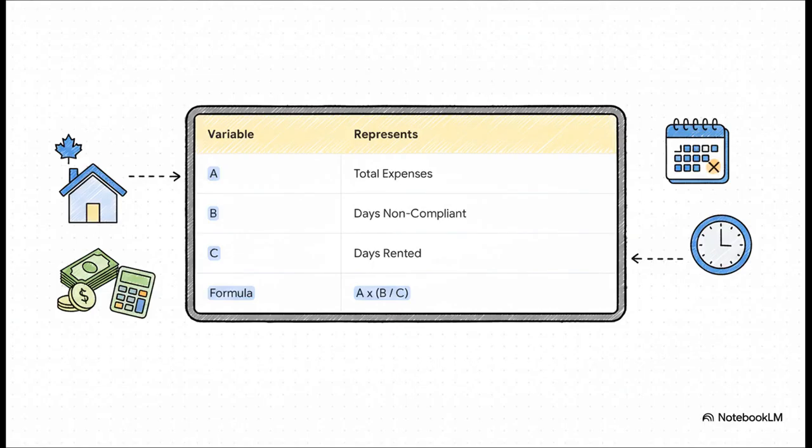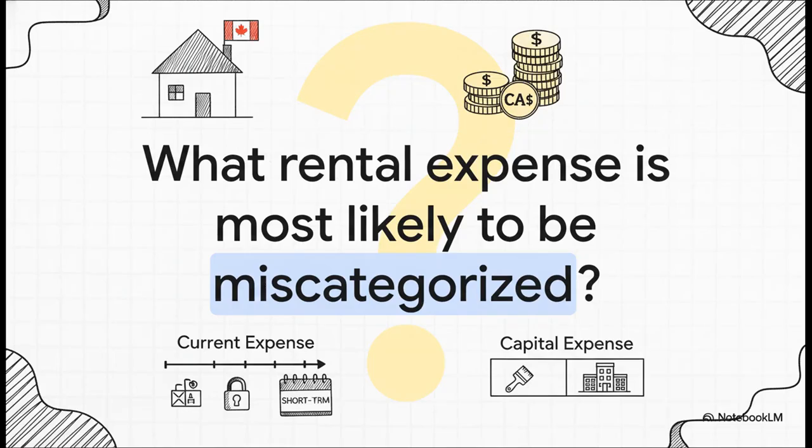So what happens if you were non-compliant for only part of the year? Maybe you got your license in July. Well, there's a formula for that. You just take your total expenses for the year, that's A, and you multiply that by the fraction of days you are non-compliant. So the number of non-compliant days, B, divided by the total days you rented the property, C. If you were non-compliant for the entire year, B would equal C, and your non-deductible amount would be 100% of your expenses. And that brings us to the end of our lecture today.